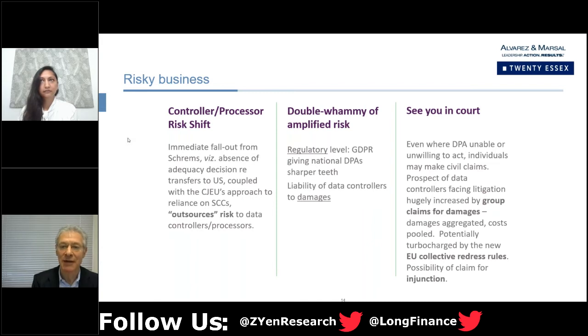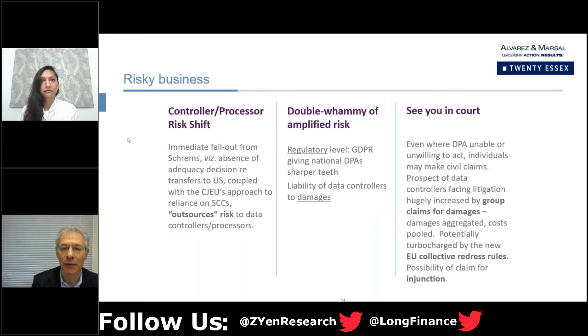That ends here. The point about standard contractual clauses, certainly as interpreted by the courts, is that the data controller now bears the onus of ensuring that the system works. The data controller can't rely on the assumption that standard contractual clauses are doing their job. The data controller has to monitor that. So risk has been outsourced to data controllers, and so has the risk of something going wrong.